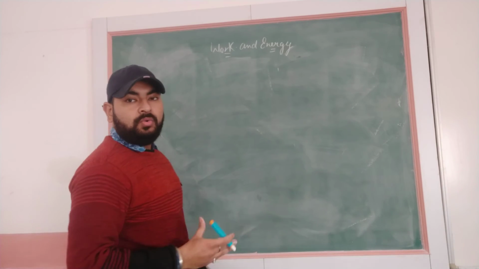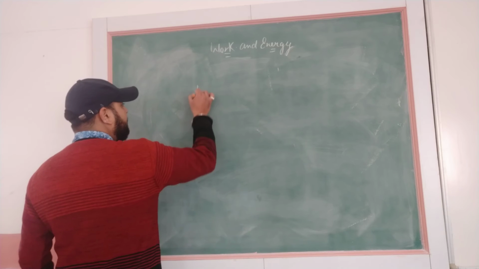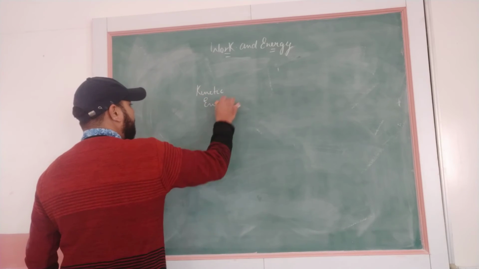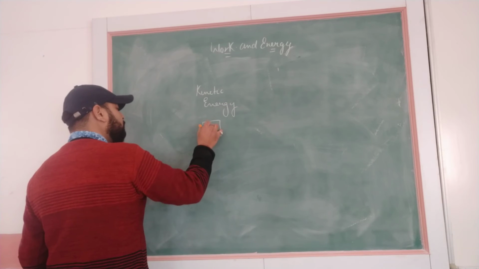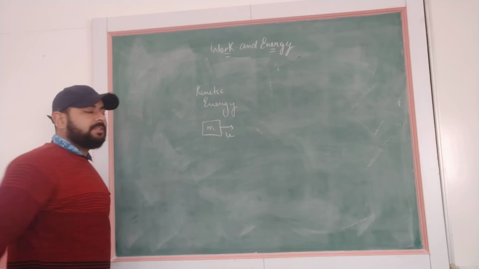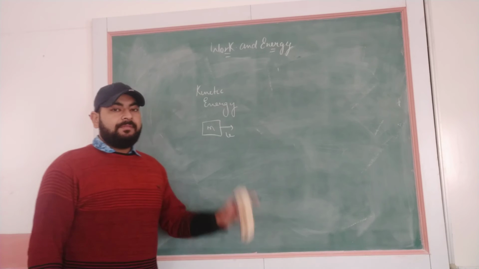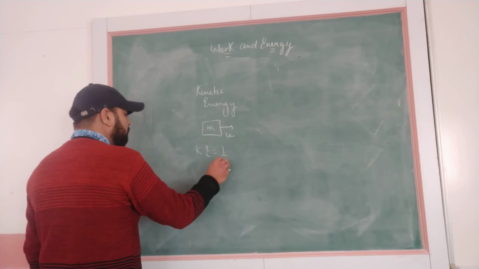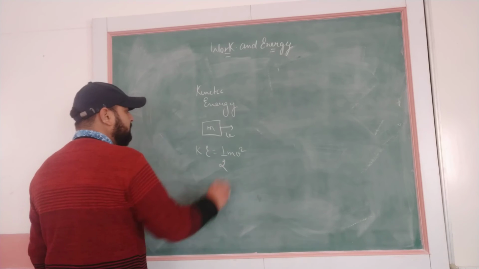we have two forms of energy. Kinetic energy, the energy due to the motion of an object. If an object of mass m is moving with a velocity v, it will possess a kinetic energy equal to 1 upon 2 m v square.